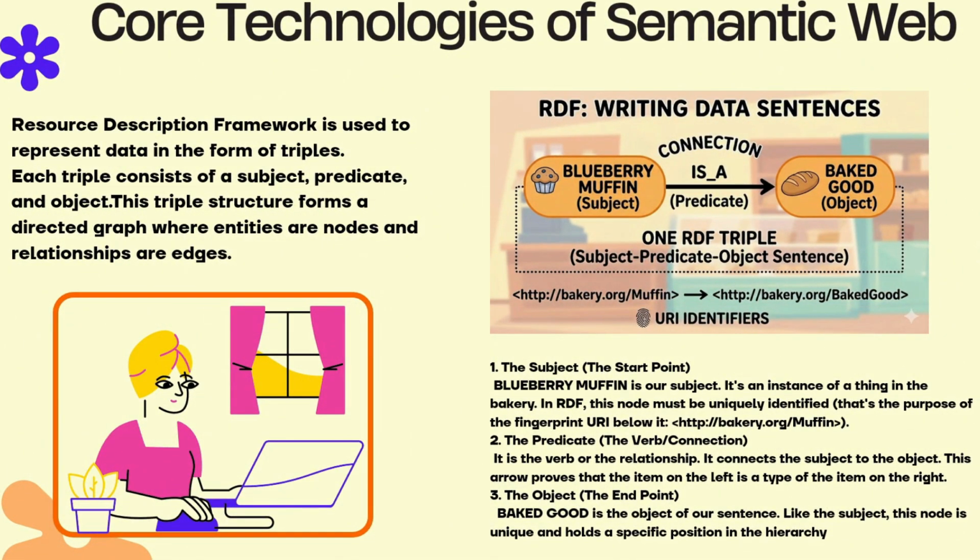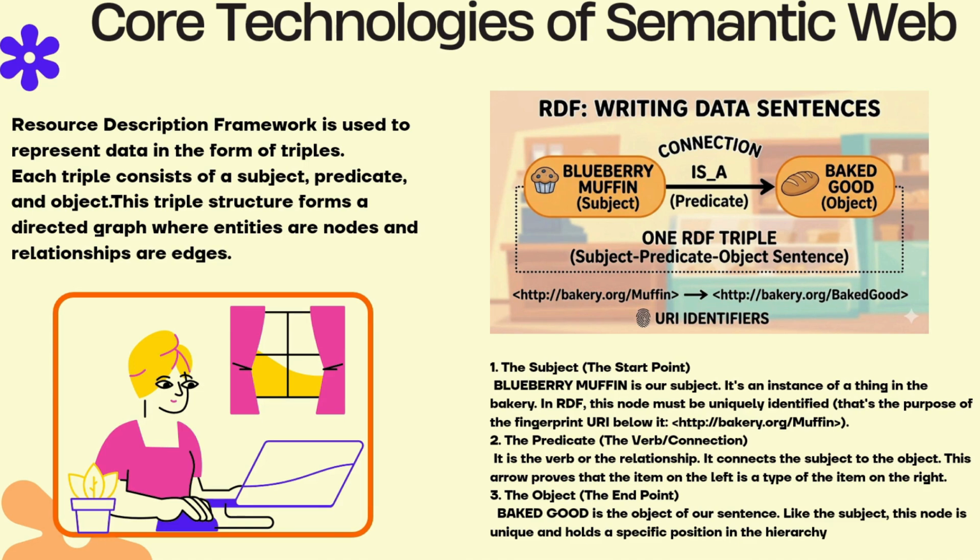So let's start with RDF, which stands for Resource Description Framework. The name sounds technical, but the concept is actually very straightforward. RDF stores information as triples. A triple is just a three-part statement made up of a subject, a predicate, and an object. You can think of it like a very short, structured sentence.